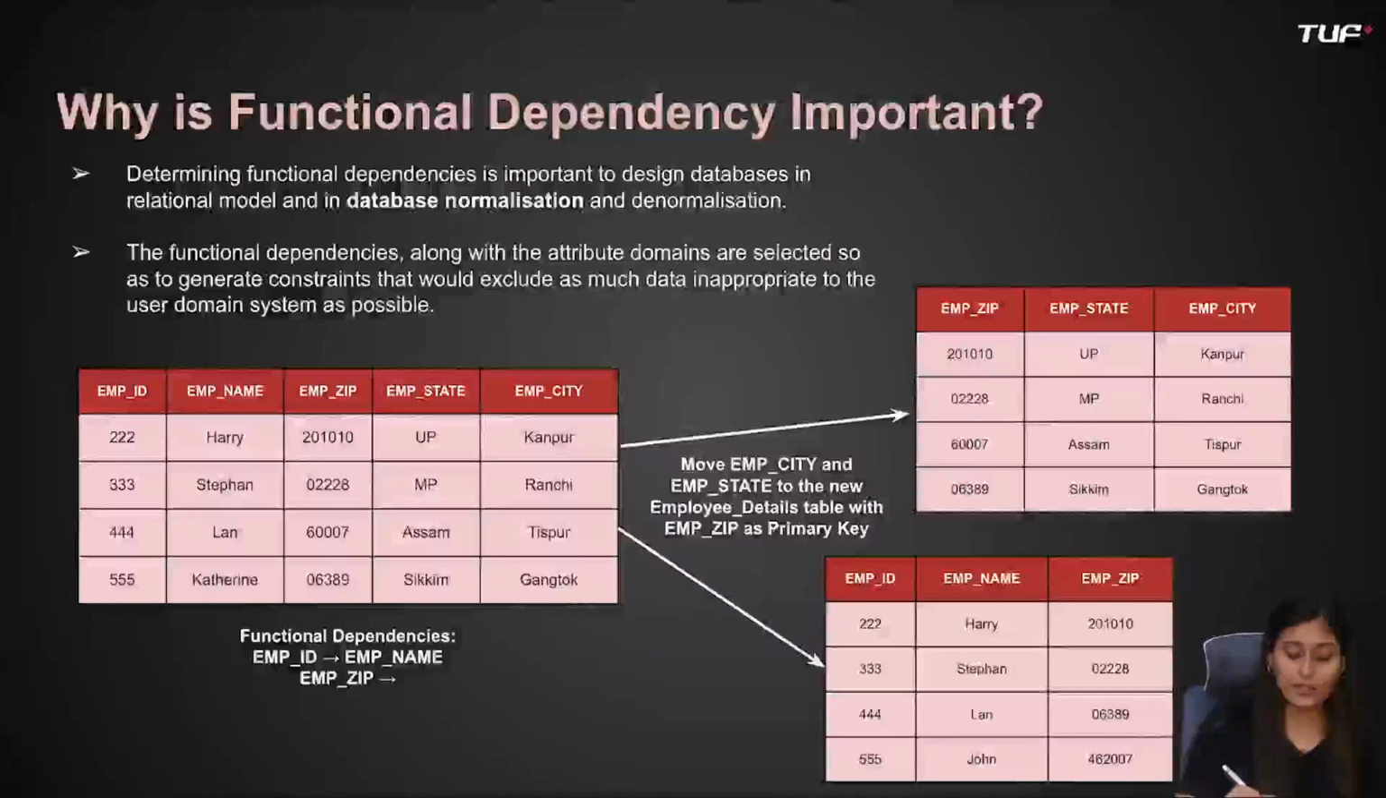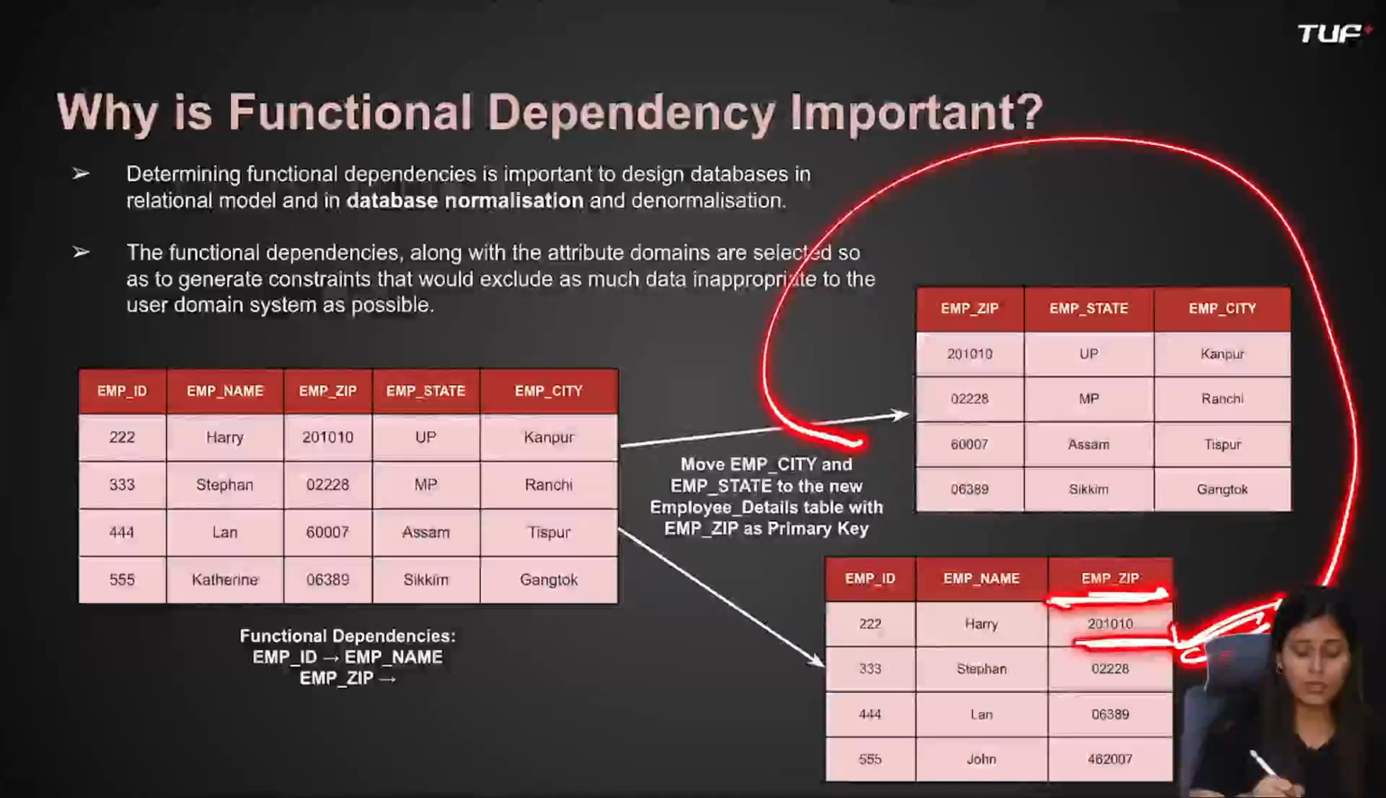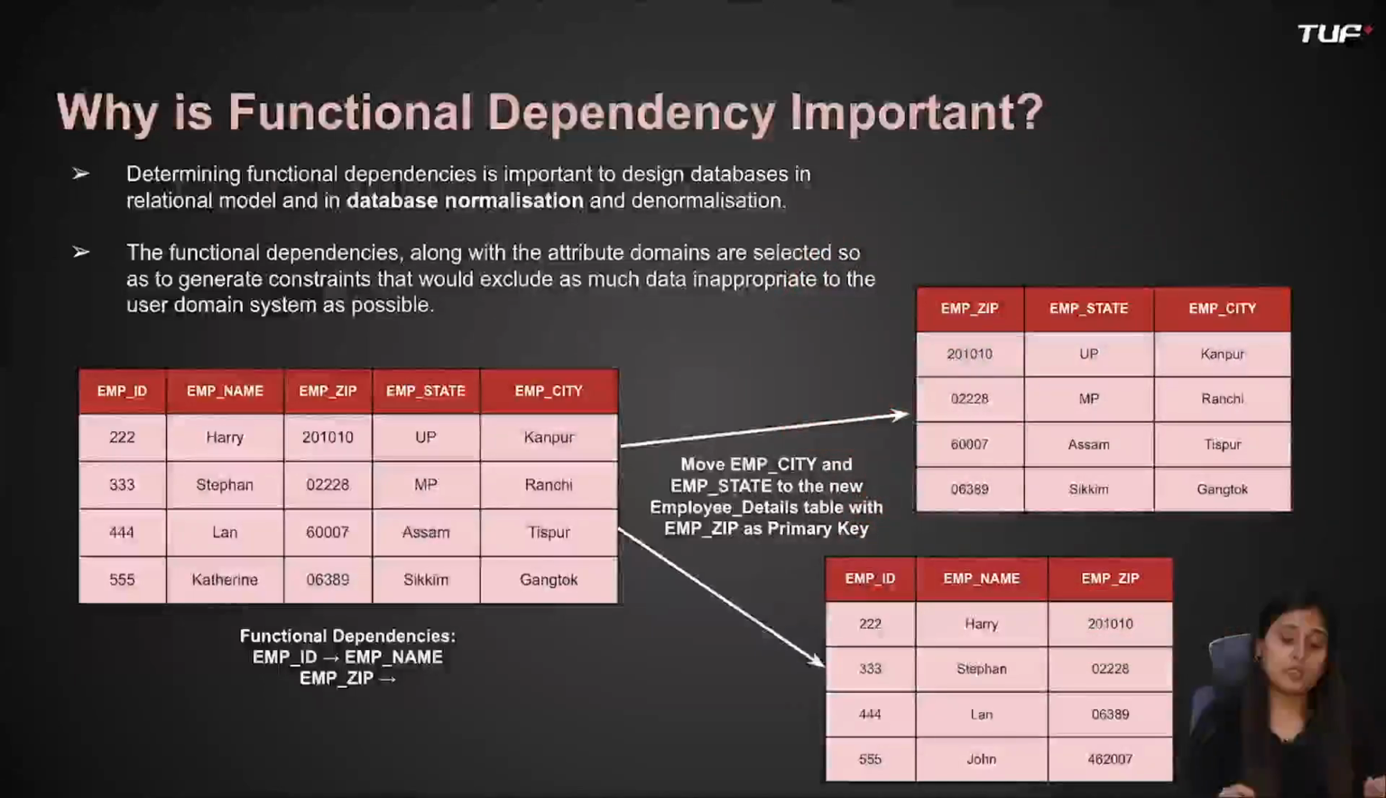So with the zip ID here, zip is common, right? Through zip, we will go to this table, and with the zip value we can find the state and city. So this is why functional dependencies are important to divide the table, called normalization, and to integrate the tables back, denormalization, right?